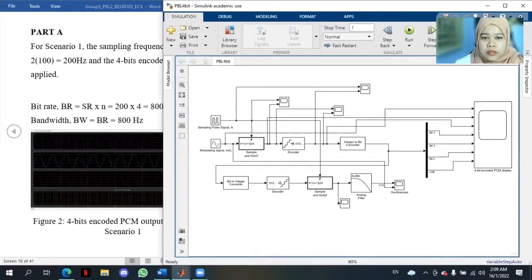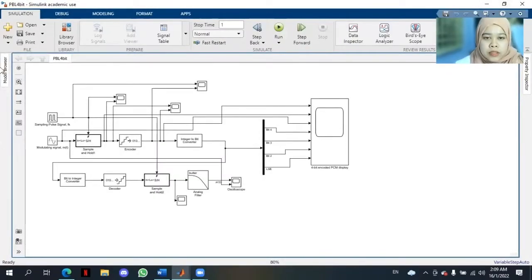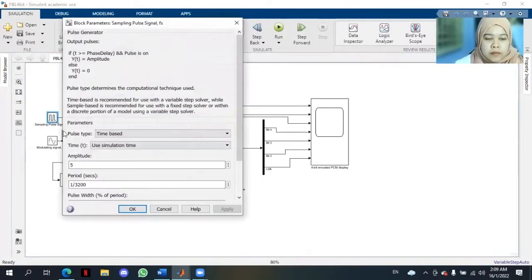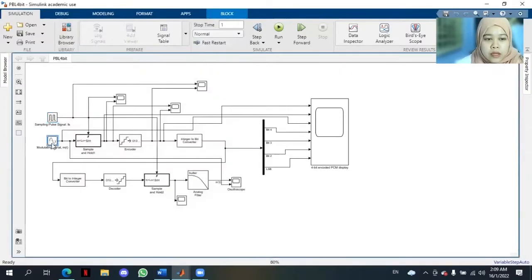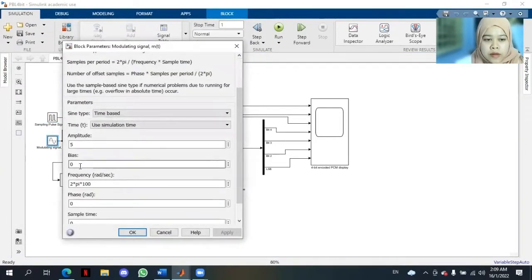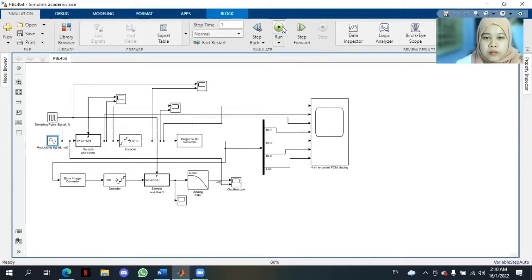So for the simulation, this is our block diagram for the 4-bit PCM. For the sampling pulse, we set the amplitude 5 and the period in seconds is 1/3200. The pulse width is 5. For the modulating signal MT, amplitude is 5. Frequency is 2 times 5 times 100. Then we run the simulation.